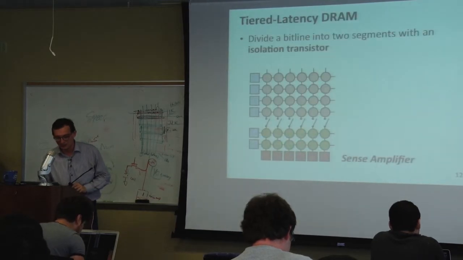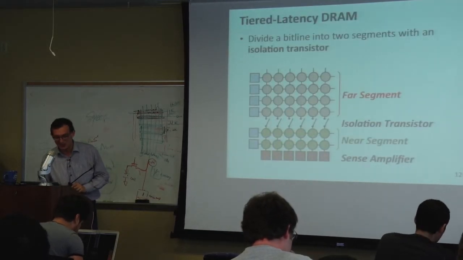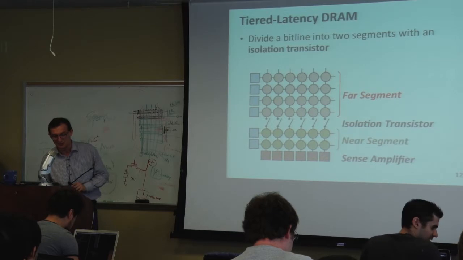Now you have two tiers in DRAM. One is the near segment, the other is the far segment. Near segment is fast and energy efficient. Why is it energy efficient?